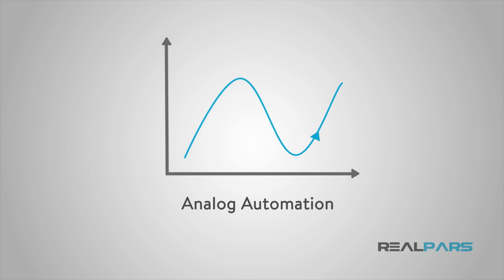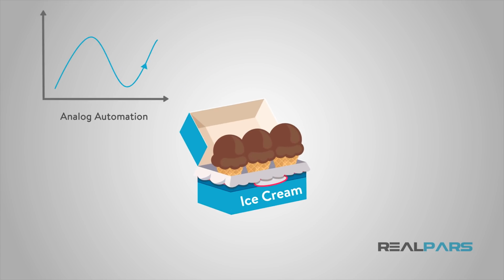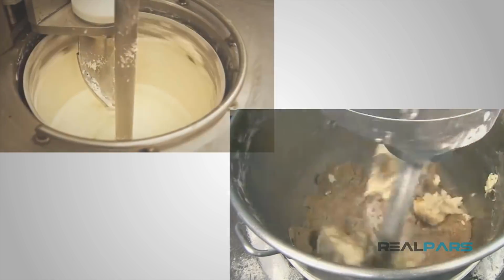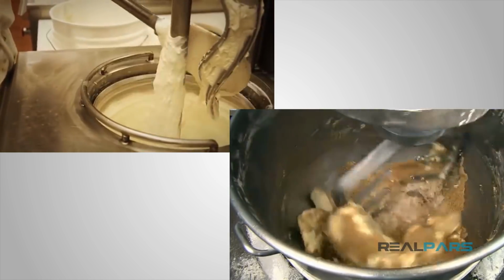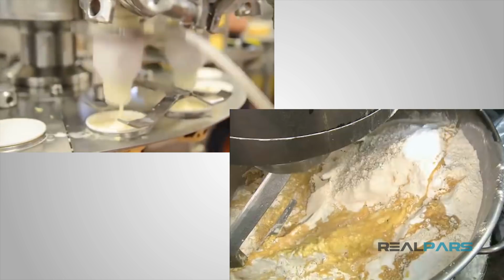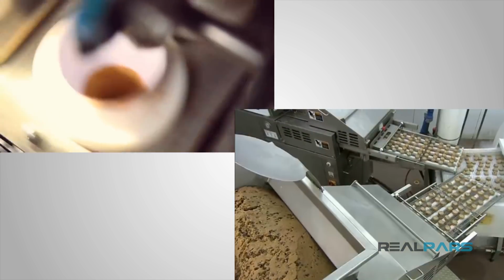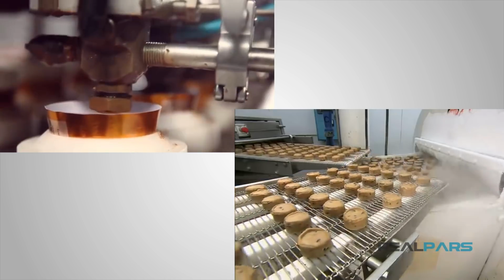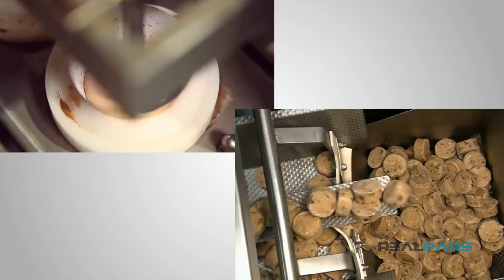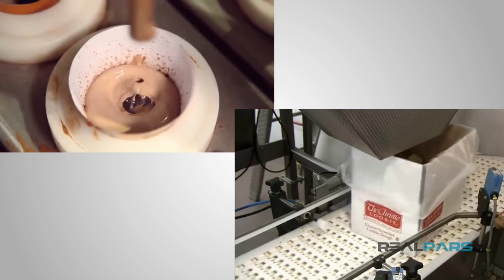Analog automation is different in that while the final product may be countable, such as a carton of ice cream or package of cookies, the process to create these items is considered analog automation because of the way the manufacturing takes place. In analog automation, ingredients are tested and blended to create the final product. As with discrete automation, the manufacturing of a product doesn't necessarily have to be done in one process.